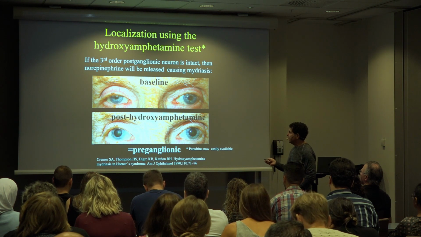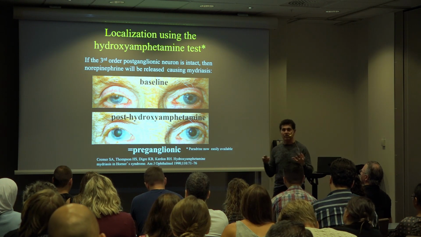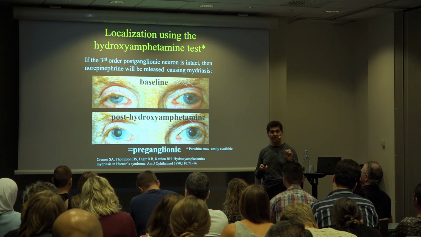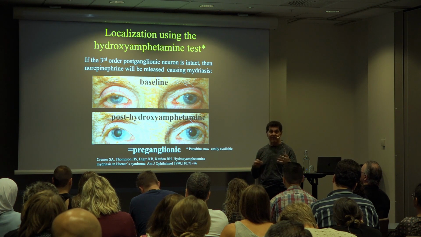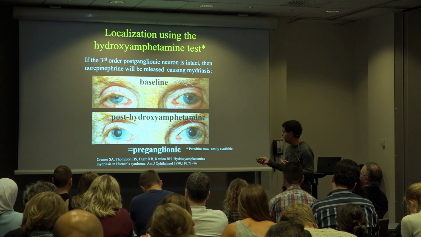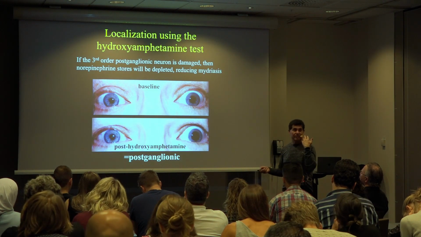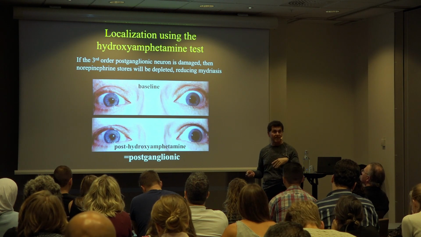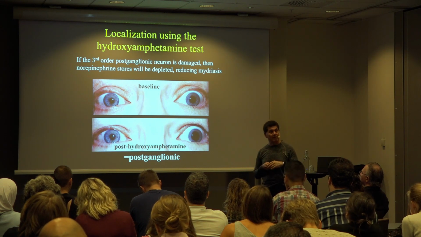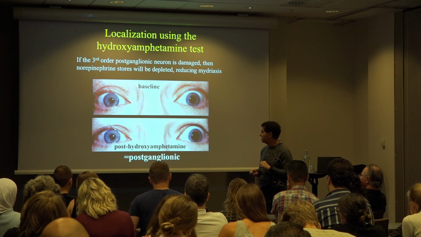So this is a preganglionic Horner syndrome, and hydroxyamphetamine is releasing any stores of norepinephrine, and dilates the pupils if the postganglionic neuron is intact. So if there's a neuron there, it may not be firing because the lesion's before it, but there's still stores of norepinephrine, so both pupils will dilate. If it's a postganglionic neuron, those stores are gone because the last neuron in the chain's been damaged. And so that pupil will not dilate as well. So some people still use this pharmacologic test to help localize, to know where on the MRI scan you should focus your attention.